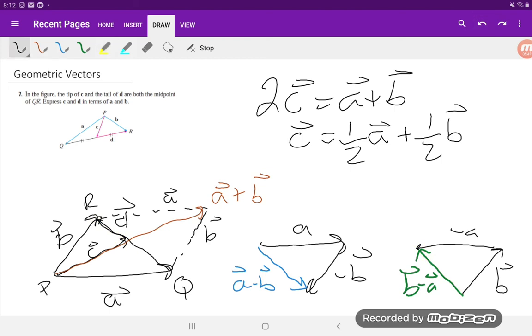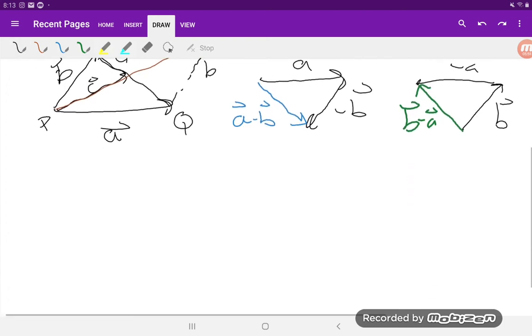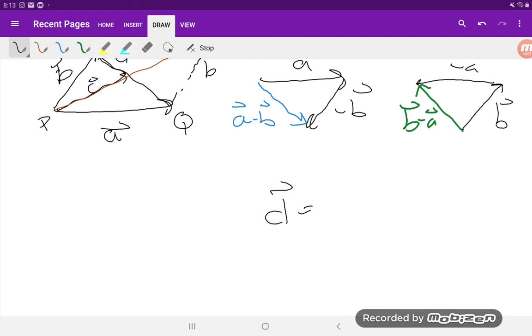Again, taking into consideration the symmetry, this part of the vector and that part of the vector will be the same. So we can write this out as vector D is equal to 1/2 of B minus 1/2 of A.